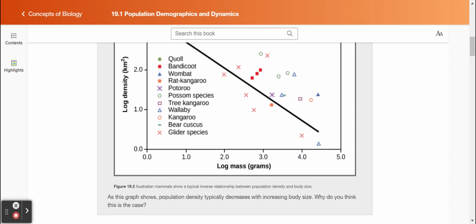Figure 19.2. Australian mammals show a typical inverse relationship between population density and body size.